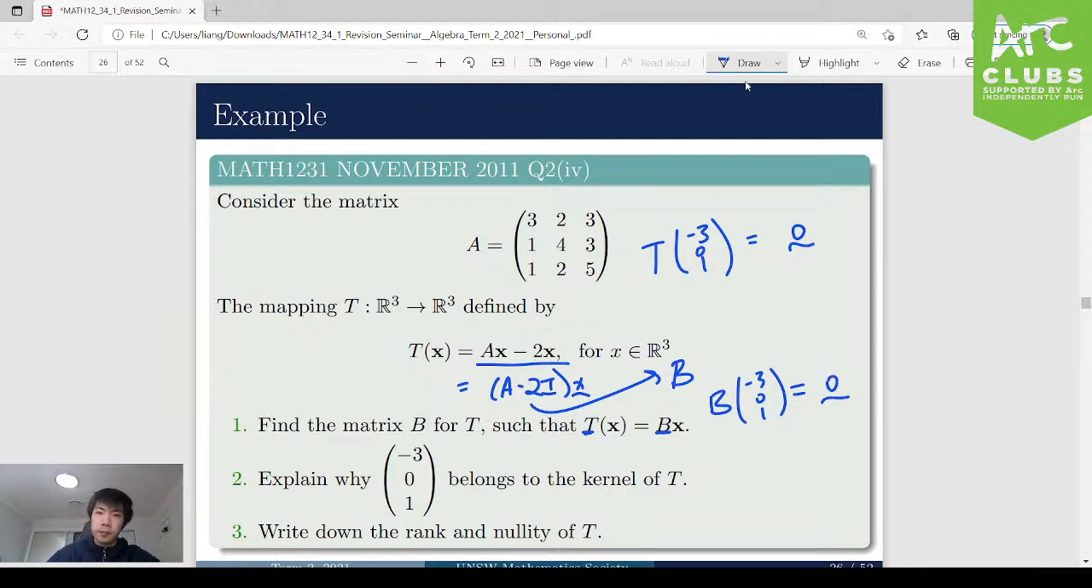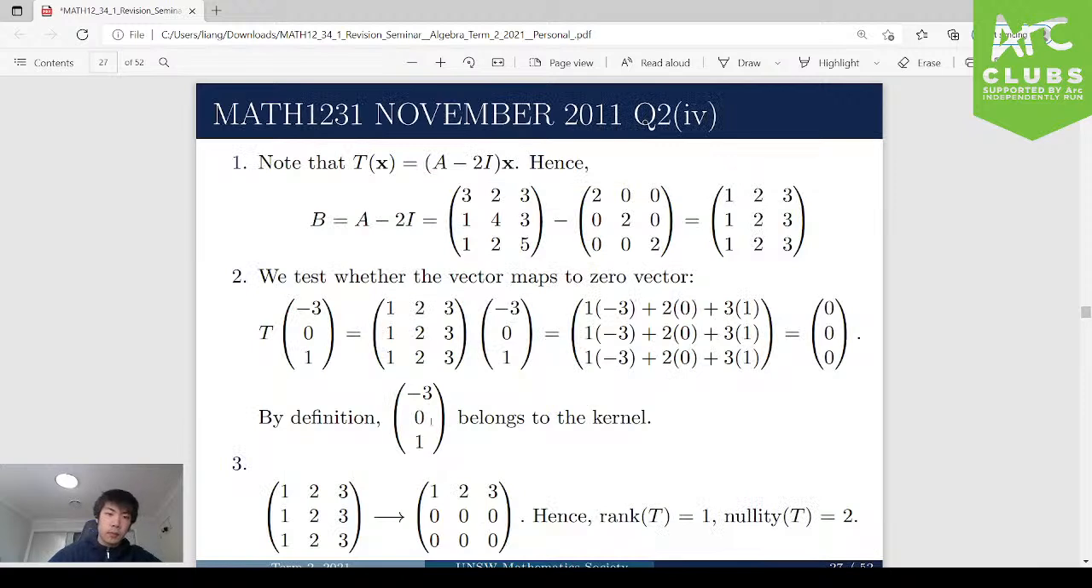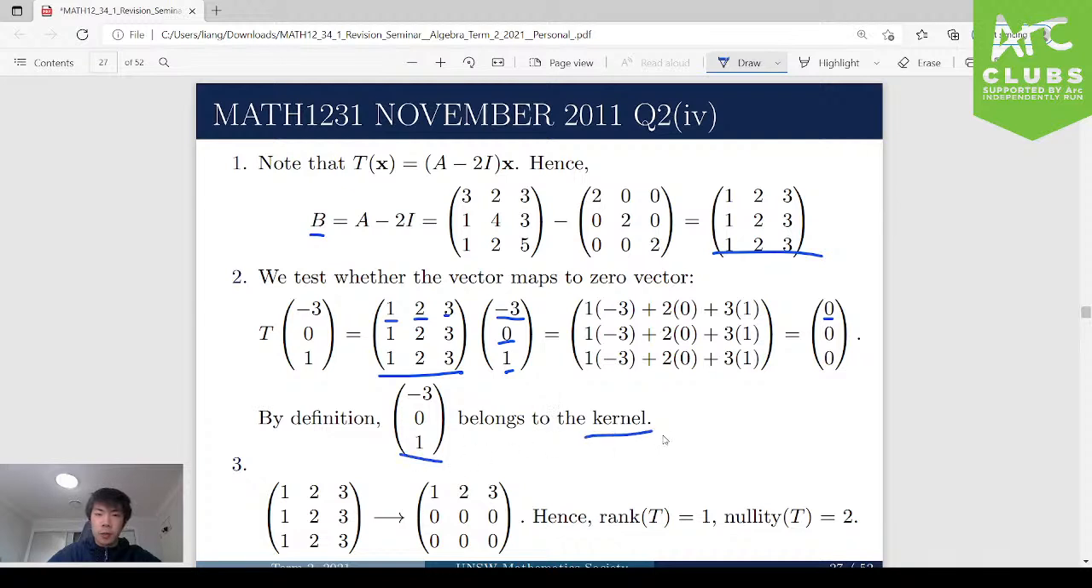So let's have a look. T evaluated at this vector equals the matrix B times your vector. This is just row times column. First row times column would be negative 3 plus 0 plus 3, which gives us 0 back. Every row here is the same, so you get 0, 0, 0. And so by definition, this vector belongs in the kernel because it sends you to the 0 vector in your codomain.